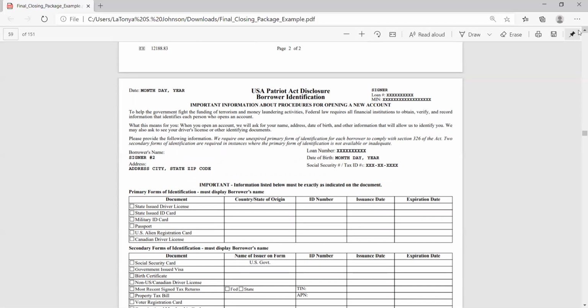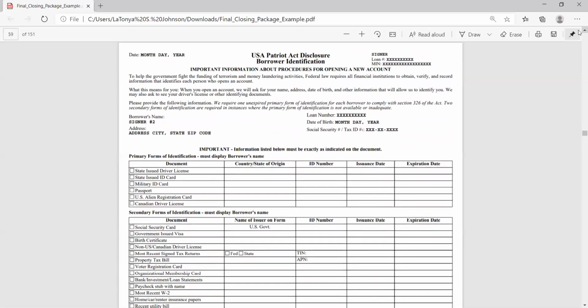So this is just to say that I looked at their information. This is the borrower's name. This is their address, loan number, and social security number. You should verify this number. And the primary forms of ID that they have given you, you have to fill this in. The driver's license, the state issued ID, whatever type of ID it is, you enter it into these fields.